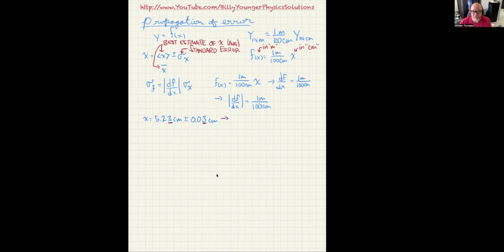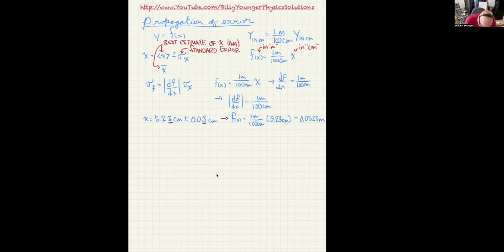So in this case, if we wanted to know what f of x was, we would say f of x, which you normally just call y, but I'm calling it f of x anyways. F of x would be 1 meter over 100 centimeters times x, where we're going to actually put in the x value, which is the best estimate. So that's 5.23 centimeters. And that would put out 0.0523 meters. So that's how the function works.